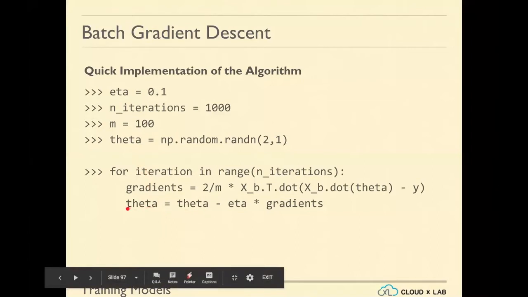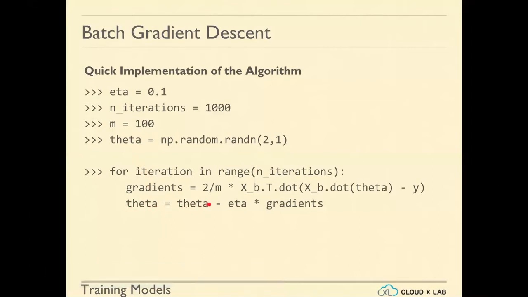This is essentially an array of values. And this is again an array of values, or you can say a vector, right? Yes, theta is a vector. Theta is a vector, gradients is a vector, while eta here is a number. All right.